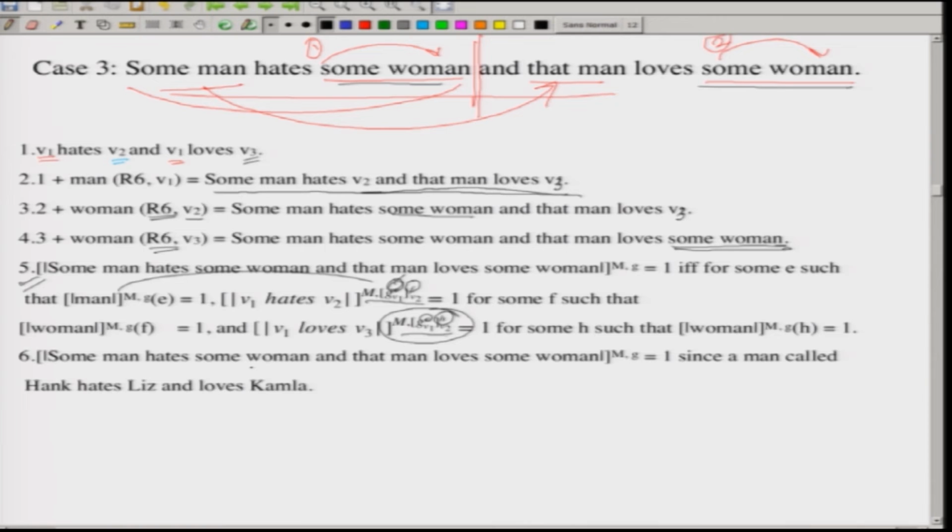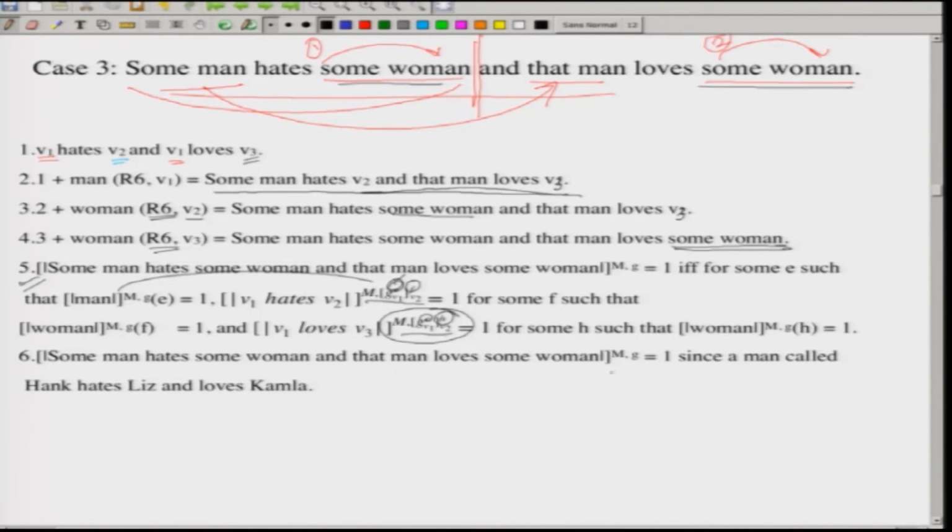Now, which precisely means that we need to find at least one man who hates some woman and loves some woman, and they need not be the same person. They can be different. Also, they can be the same person. We don't have any problems had it been one person, had it been one woman, but practically it doesn't happen. That is, we cannot both love and hate. Maybe we can, but we assume we can't.